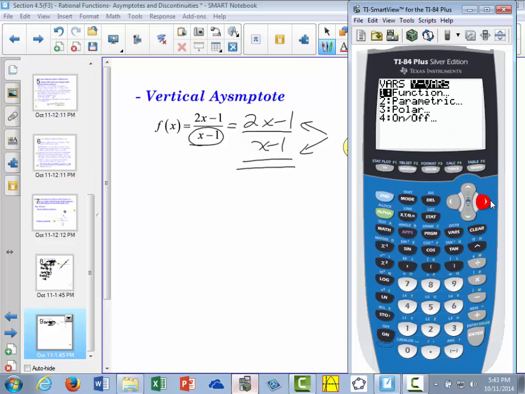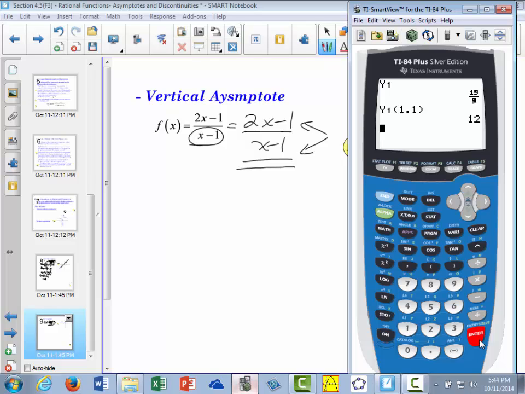So let's go for Vars, Y-Vars, Function, Y1. And we took a number just slightly larger than 1. So say like 1.1. That's what we're really looking for, a number slightly larger than 1. And we see that we get a fairly large number, 12.